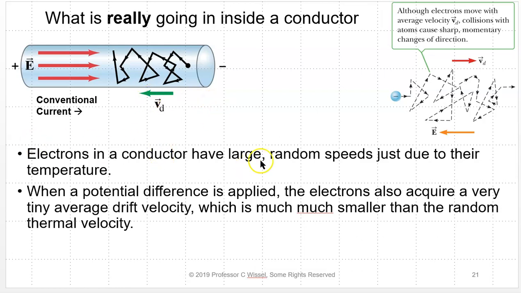The electrons in a conductor have large random speeds just due to the thermal temperature. But when a potential difference is applied, the electrons also acquire a very tiny average drift velocity, which is much, much smaller than the random thermal velocity. Now remember, the conventional current goes from positive to negative, but the direction of the drift speed goes from negative to positive. Remember, electrons swim upstream.